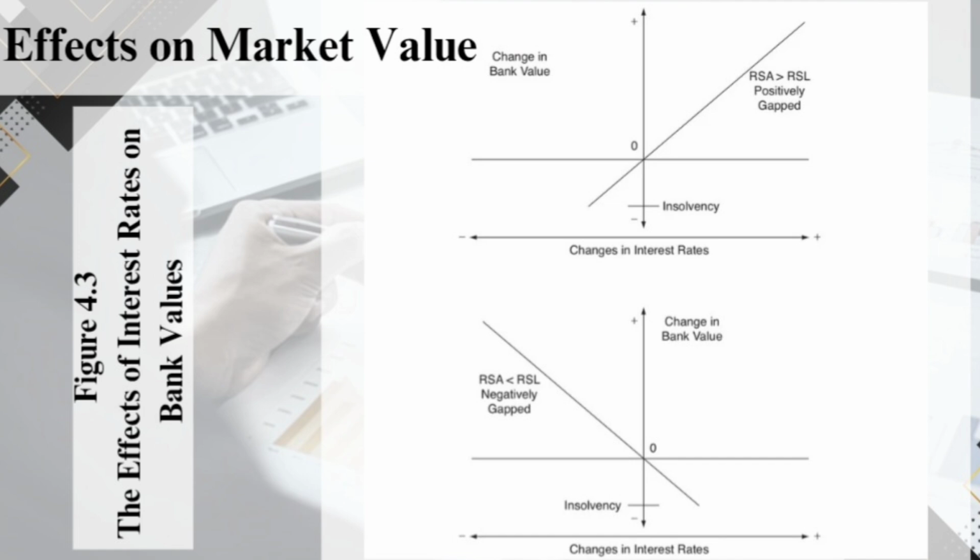On the other hand, the lower panel of Figure 4.3 illustrates the effects of changes in interest rates on a bank that is negatively gapped, or RSA is less than RSL. If interest rates increase, the market value of a negatively gapped bank will decline because its cost will exceed its returns, resulting in lower net interest income. However, if interest rates decline, the cost will decline more than the returns, thereby increasing the bank's net interest income and market value. Now let's proceed to managing interest rate spreads.